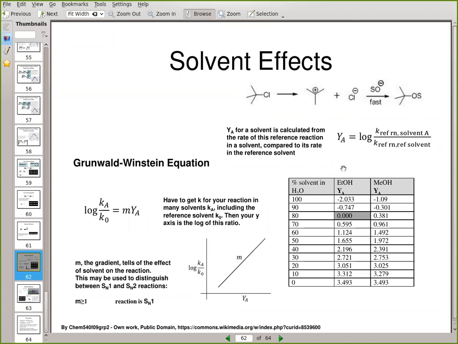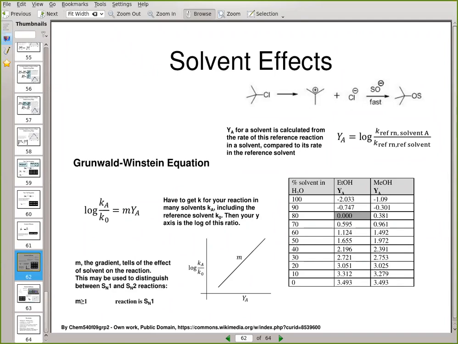So what's the reference solvent? The reference solvent is 80% ethanol in water. So Y is defined to be 0 for 80% ethanol, 20% water. They've done this reaction in many different solvent combinations. You can see they've done it in pure ethanol, pure methanol, and various mixtures of ethanol and water, and these are the YAs that you get for that. So these YAs we can now use to explore solvent effects in reactions.